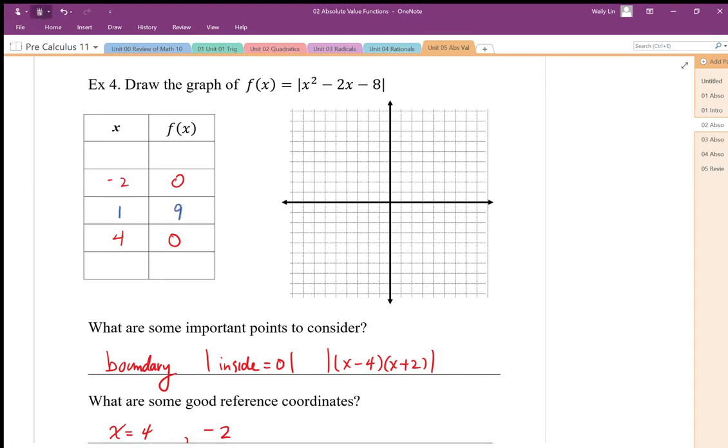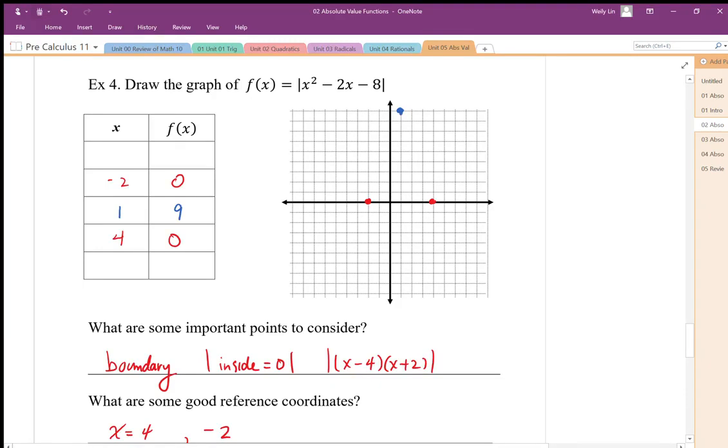So I'm going to start drawing these points in: (-2, 0), (+4, 0), and the vertex, with a negative inside, ends up at +9. Okay, so the negative changed to positive.